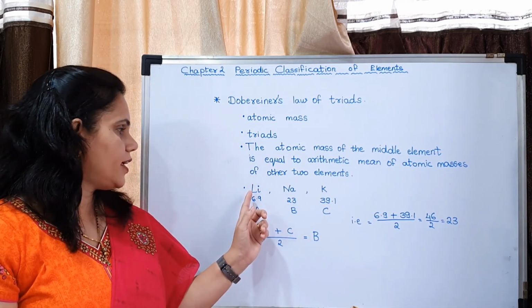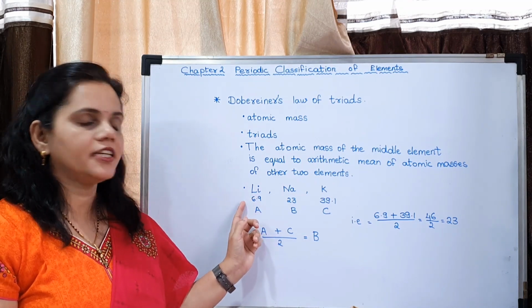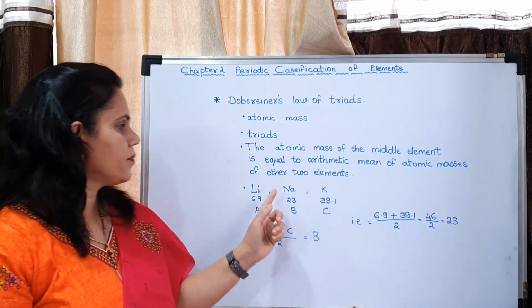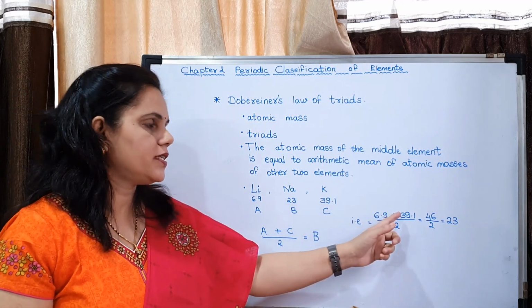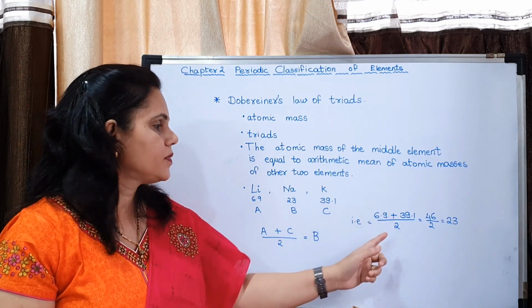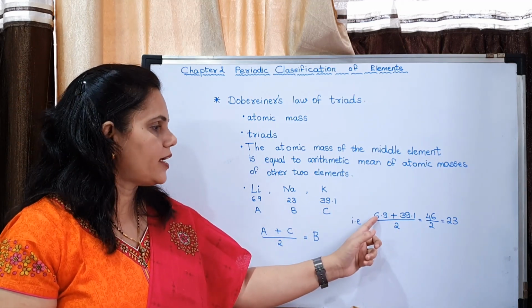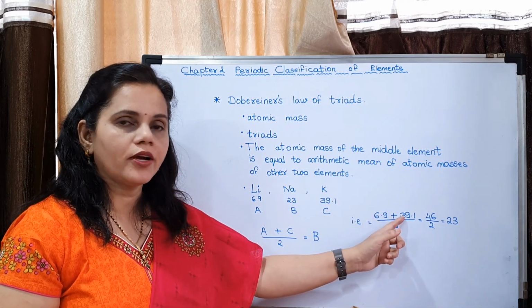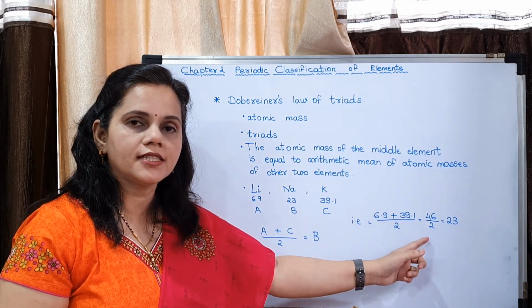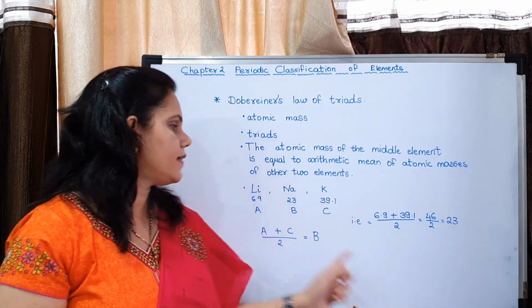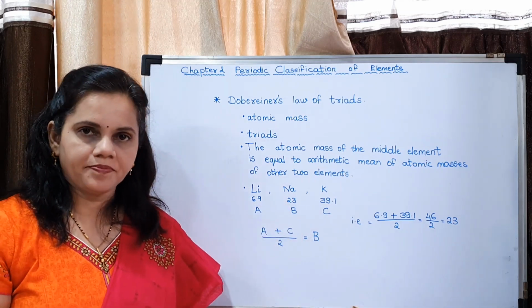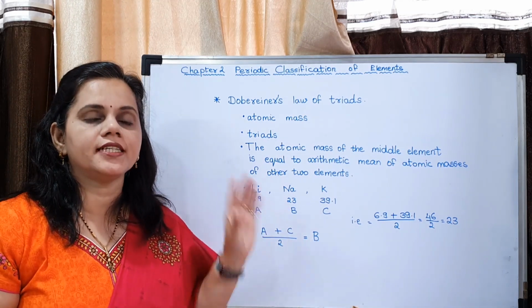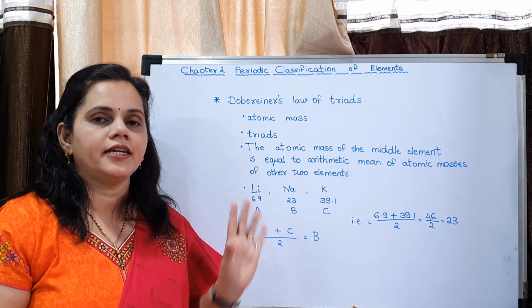Now here the atomic mass of lithium is 6.9. Atomic mass of potassium is 39.1. So (6.9 plus 39.1) is equal to 46 upon 2, which will give the value 23. Have you understood? This is Dobereiner's law of triads.